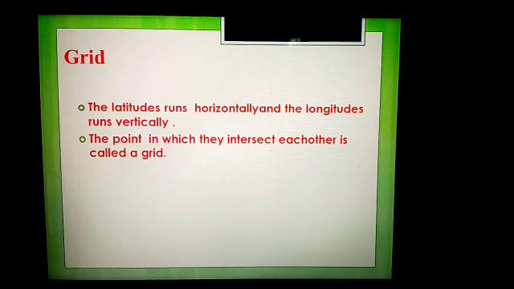Next is grid. The latitudes run horizontally and the longitudes run vertically. The point at which they intersect each other is called a grid. Children, take a pencil and a scale. Draw a line of 5 centimeter horizontally as well as vertically. The point at which the horizontal line and vertical line intersect is called a grid.